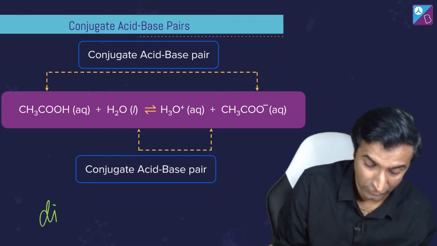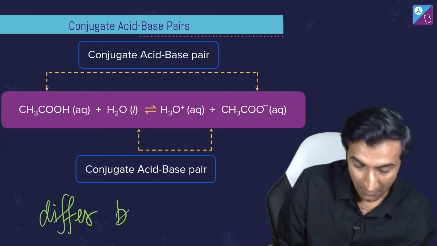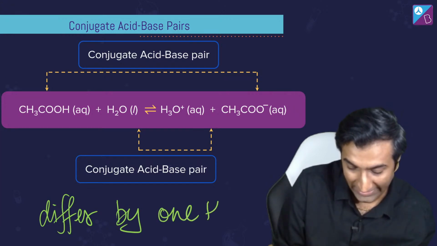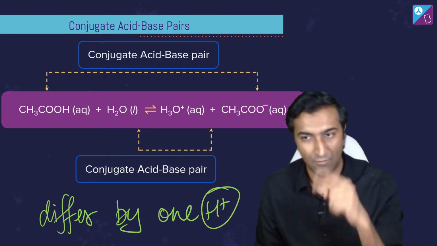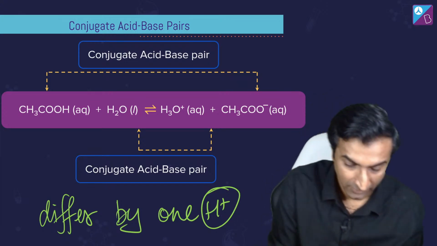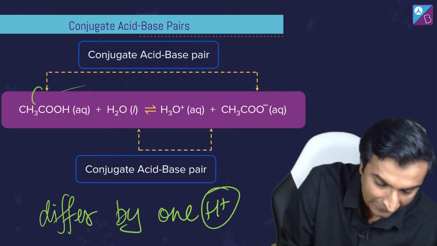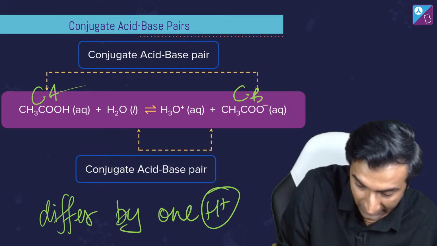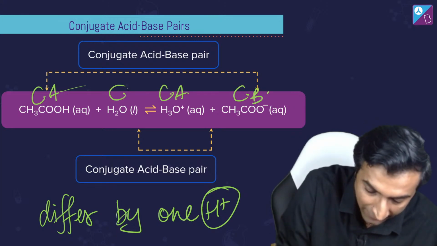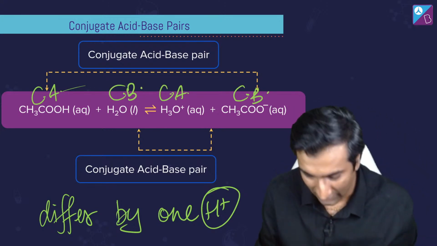Conjugate acid base pair, they differ. Let me write that again. बहुत जरूरी है, बहुत जरूरी है. Differ by 1 H+. Just by 1. They always form a pair. Look at this. These two are pairs. अरे फिर से लिख देते हैं. ये हो गया acid, ये हो गया base. ये हो गया acid, ये हो गया base. इतनी जल्दी तुम लिख पाओगे? थोड़ा सा प्रैक्टिस कर लो बस उसके साथ.